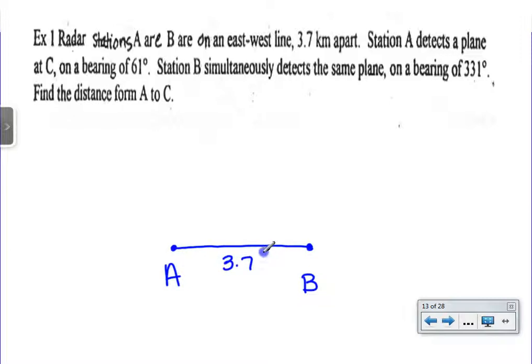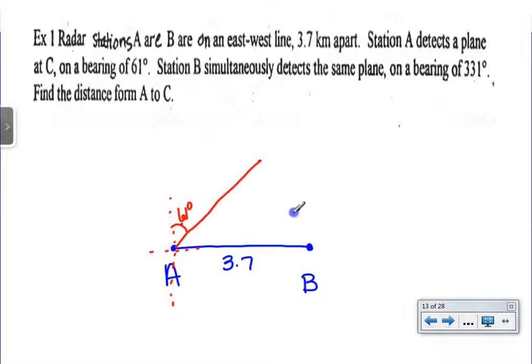Station A detects a plane at sea at a bearing of 61 degrees. Since they don't specify north, south, east, west, we're going to assume it's off of the north line. So I always like to draw a little coordinate here, and if I go 61 degrees off of the north line, that would look something like this. So this is a 61 degree angle right here.